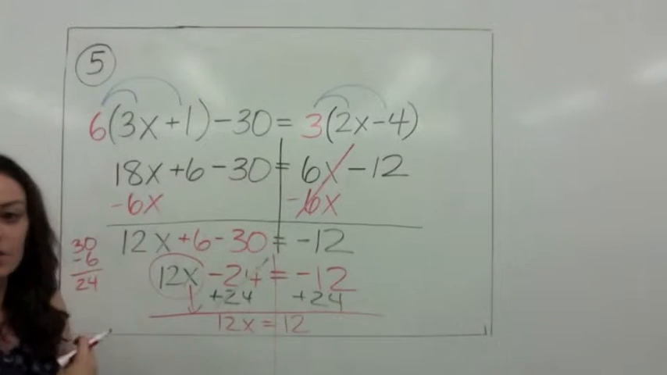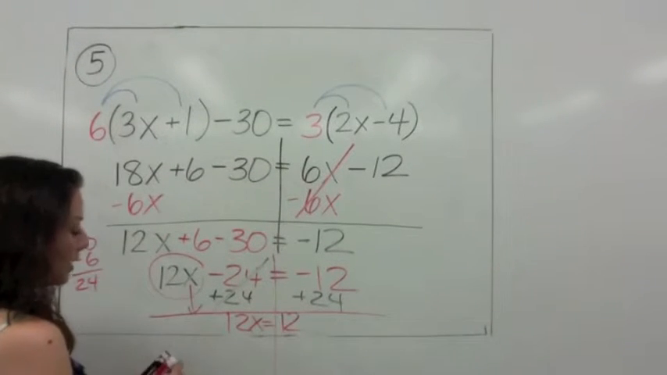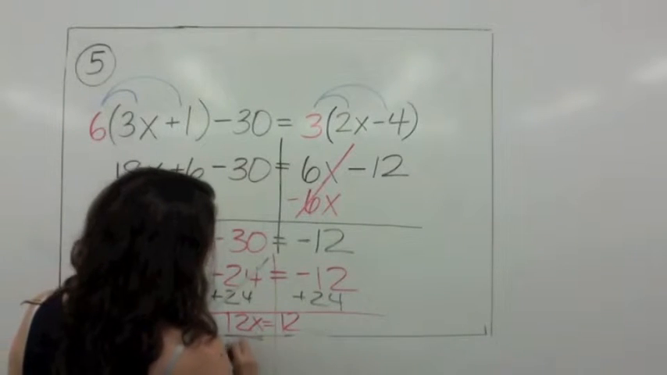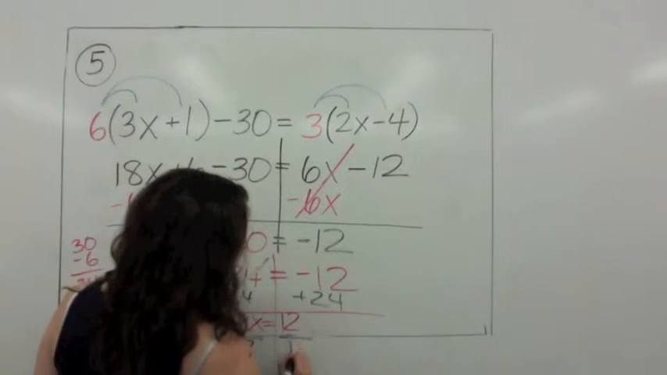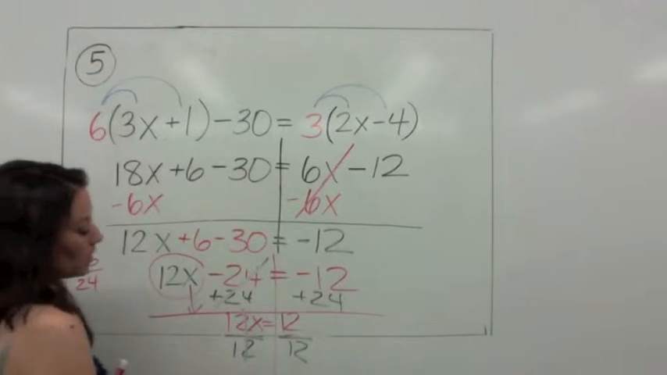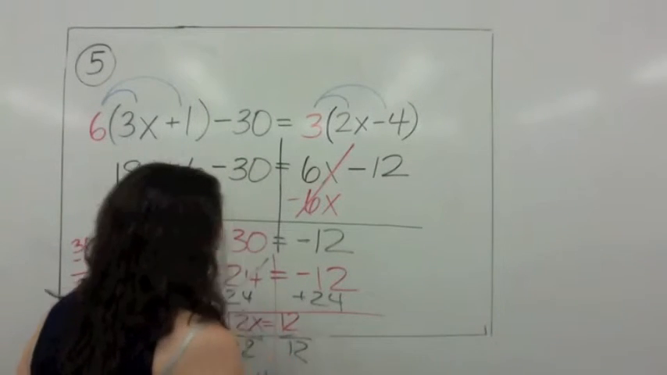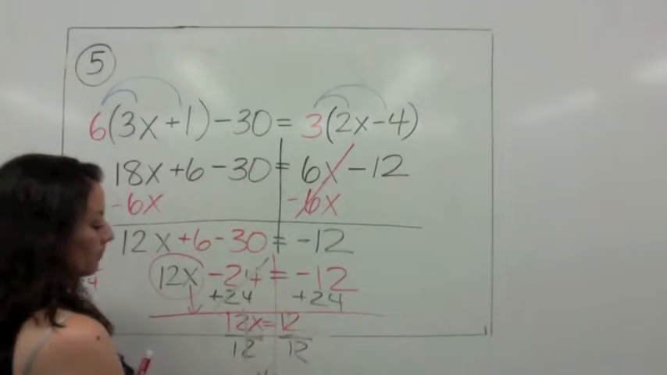And the last step is to do what? You have to divide both sides by 12. So you divide this side by 12, and this side by 12. 12 divided by 12 is 1. You get that x equals, now what is 12 divided by 12? It's 1.